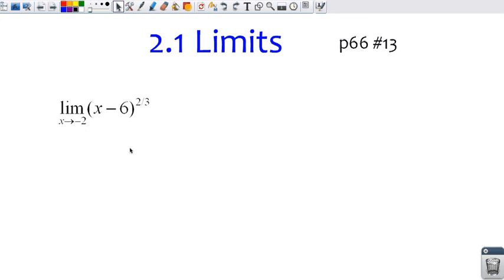And the instructions in this problem set say to determine the limit by substitution. So apparently we're supposed to just plug in negative 2. We're also supposed to support our answer graphically, so we'll look at that part as well. Okay, so here it goes.